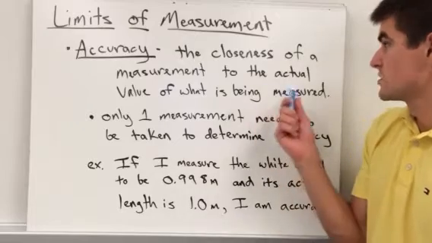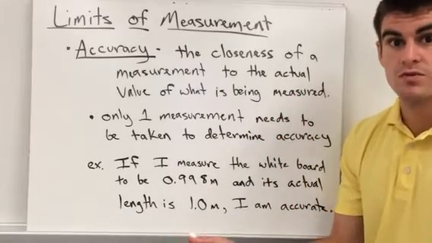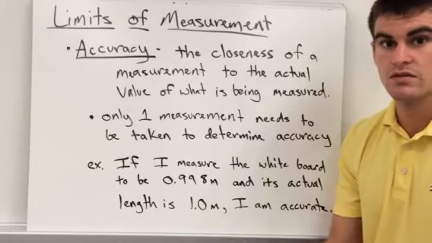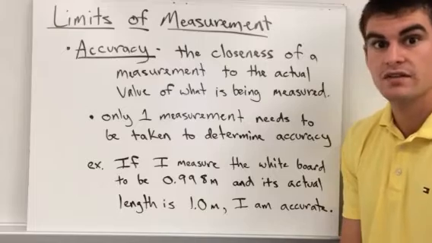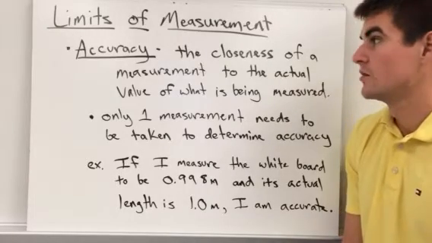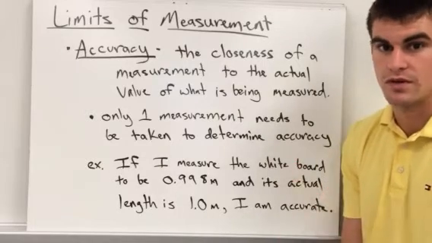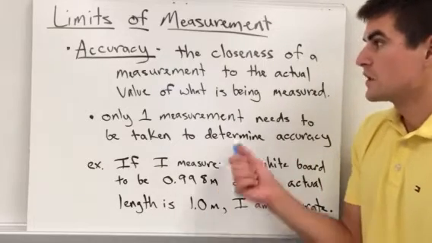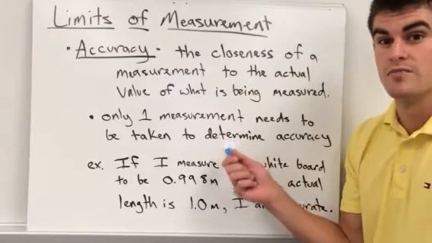Accuracy: the closeness of a measurement to the actual value. So if something is supposed to be a meter long, how close did you measure that to a meter? Did you get 0.97 or were you way off? Think about playing darts: how close were you to the bullseye? To measure accuracy, or to call something accurate, you only need one measurement.